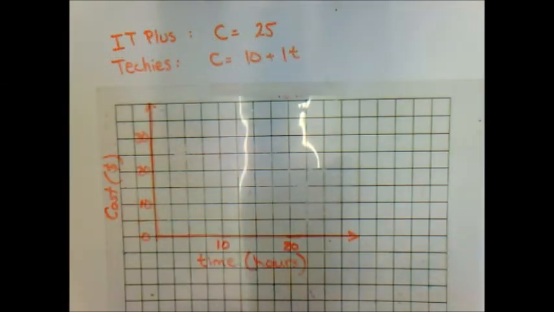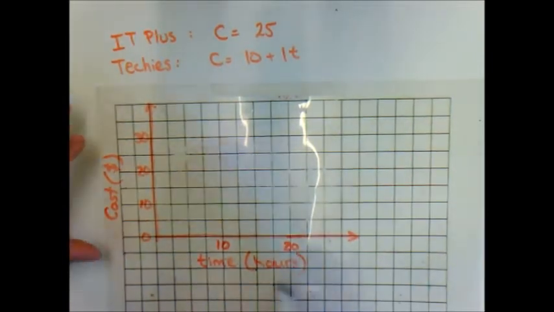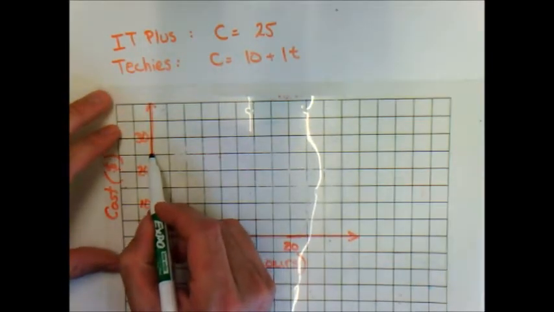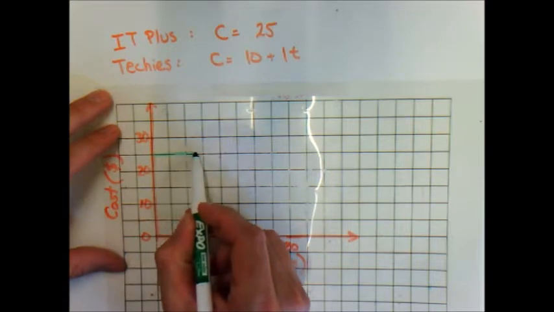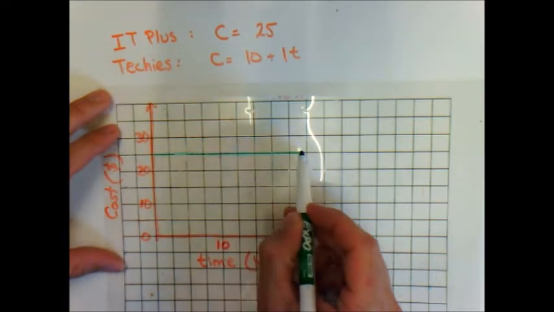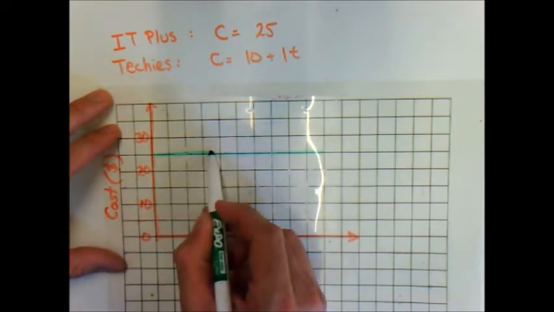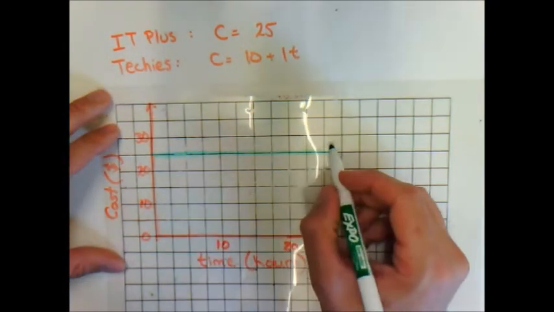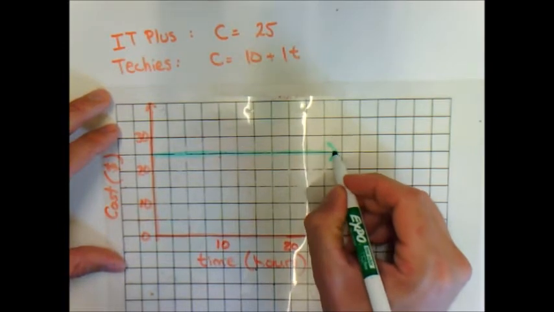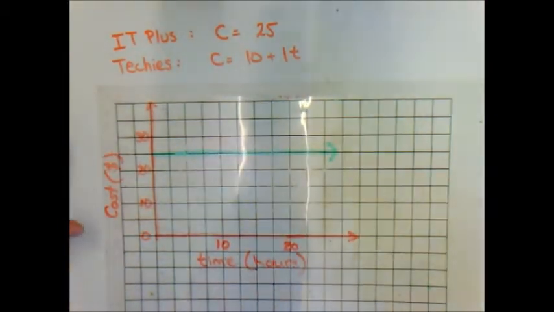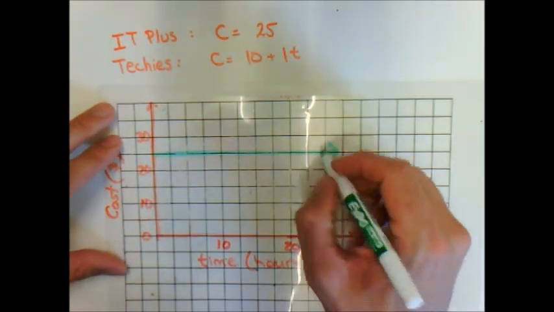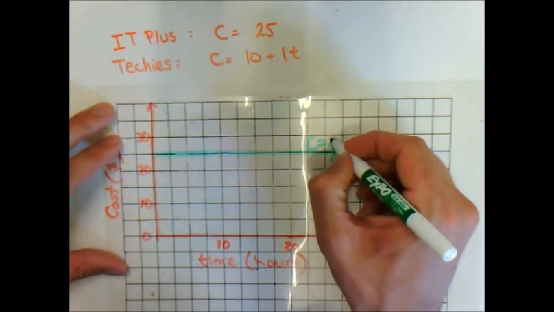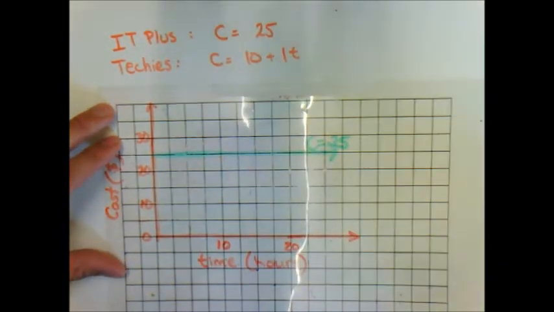Alright, time to graph our two equations. So for IT Plus, that's pretty easy. It's going to be $25 all the time, whether I use it 1 hour, 2 hours, 3 hours, 10 hours, 20 hours, 50 hours. Hopefully I'm not on the internet 50 hours a month. That line represents the cost of going with IT Plus, so C equals 25.